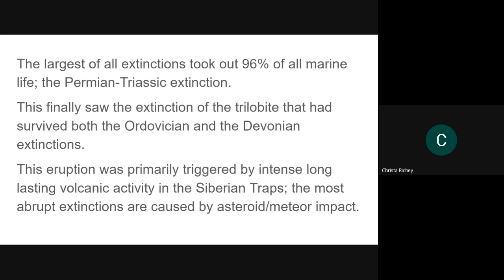The poor trilobites were completely and totally destroyed. The trilobites survived the Ordovician extinction, the Devonian Silurian extinction. They kept surviving and surviving and surviving, but they could not survive this one. Even though most of them could move, well, they all could move. Some of them were hunters, they were predators. The ocean was just too toxic.